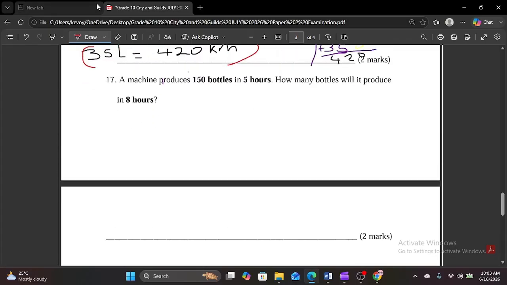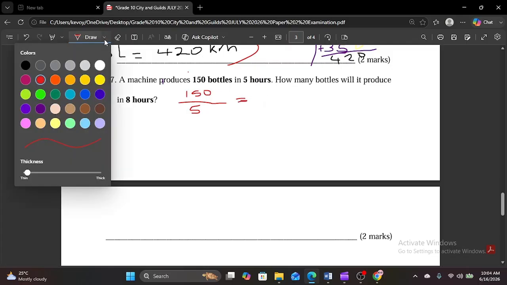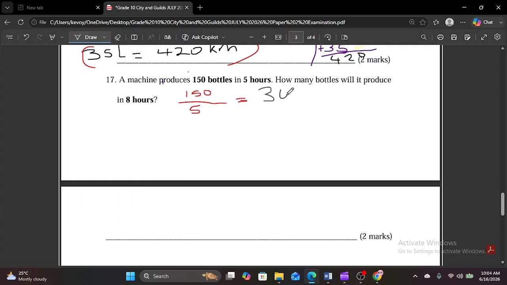Oh, it's right here. So a machine produces 150 bottles in 5 hours. How many bottles will it produce in 8? So we're going to do the same thing. So if it produces 150 bottles in 5 hours, let's find out how much it will produce in 1 hour. So that's going to be 150 divided by 5. So 15 divided by 5, that's going to be 3. So in 1 hour, it will give me 30 bottles.